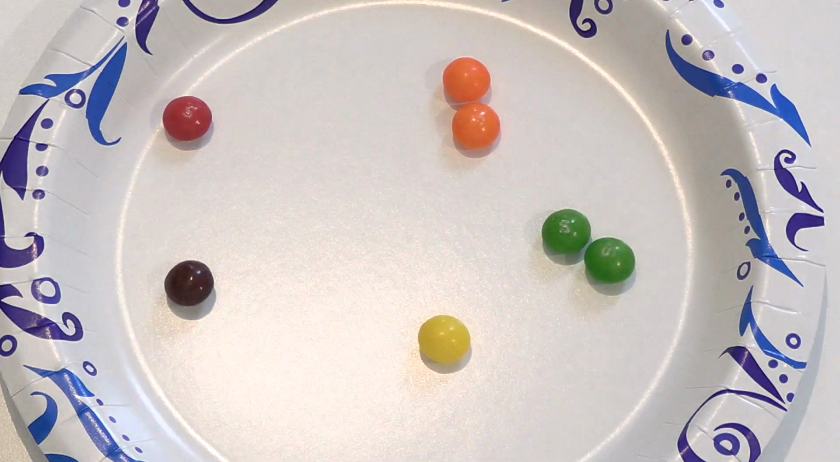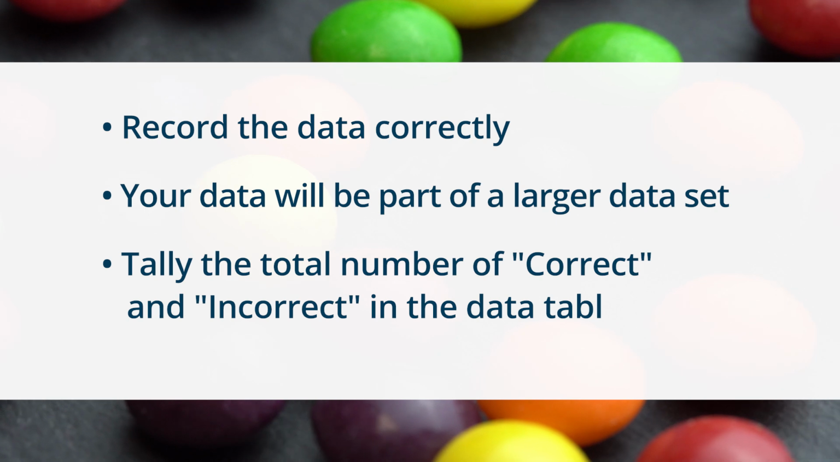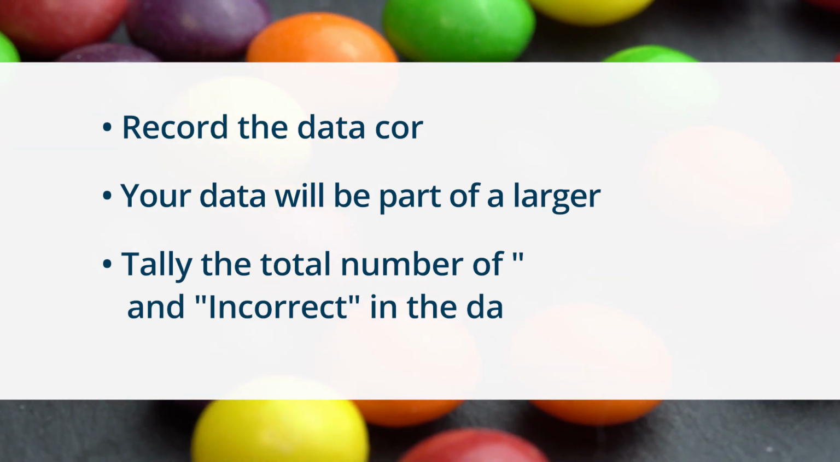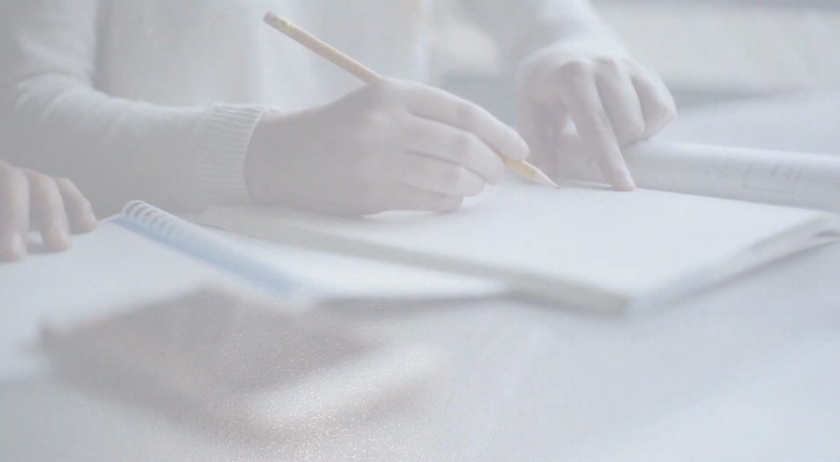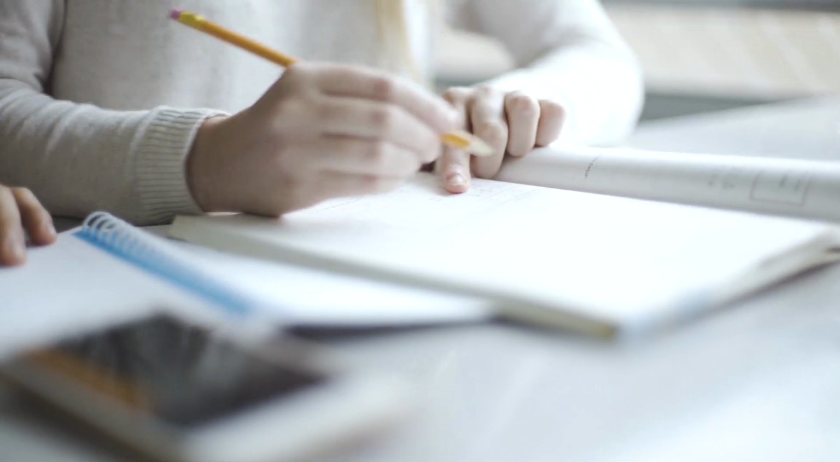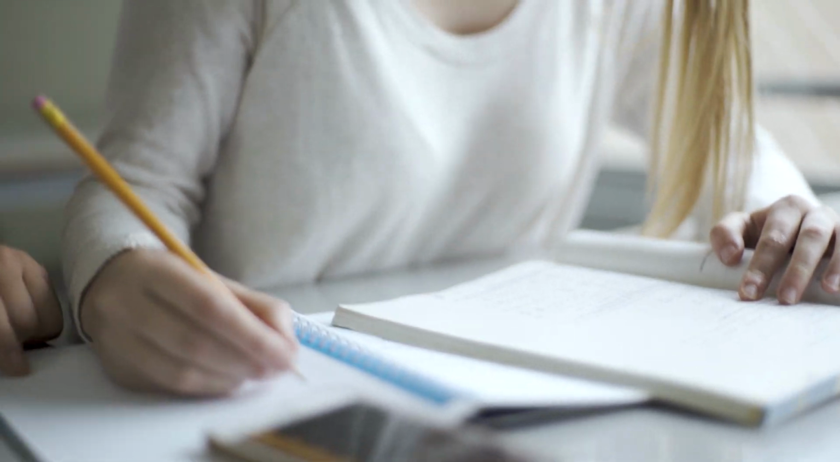When all the Skittles have been consumed, tally the total number of correct and incorrect in the data table. Next, the test subject and handler will switch roles and conduct the experiment again. We need more than 2 data points to be confident in our results.